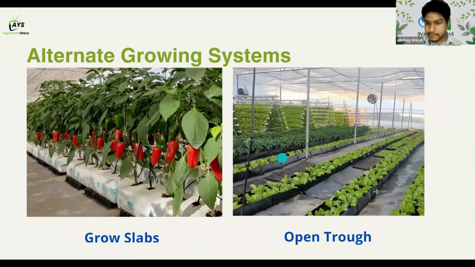Then we have these types of cabbages. Sorry, types of what do you call this? I think these are Locarno. No, I think these are some kind of lettuce. Yeah, romaine lettuce, I think. So these different kinds of crops can be grown in similar systems, the same place.